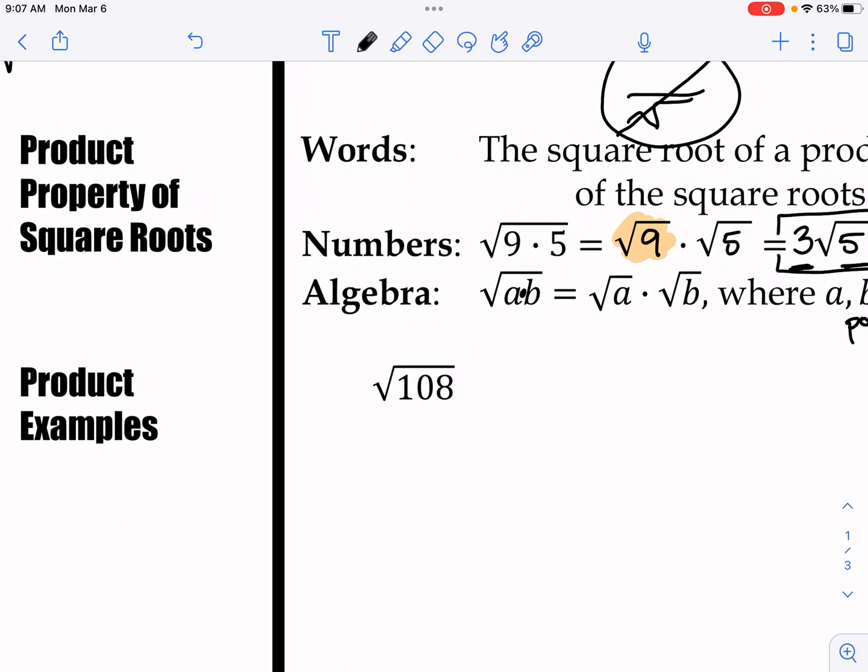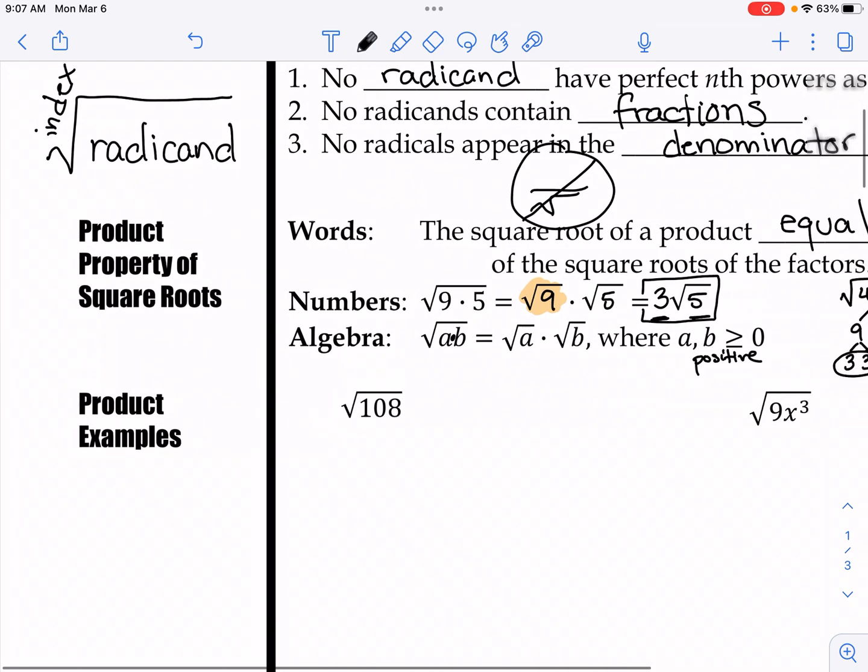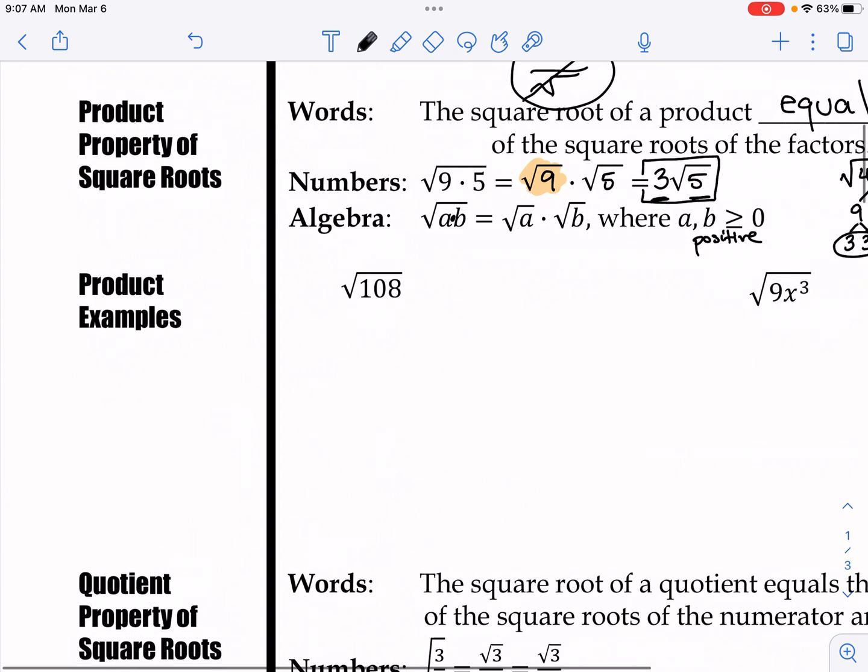So, square root of 108. We're not going to put a complete list, but let's put the list of squares from 1 through 6. So 1 squared, 2 squared, 3 squared, 4 squared, 5 squared, and 6 squared. This is equal to 1, 4, 9, 16, 25, 36.